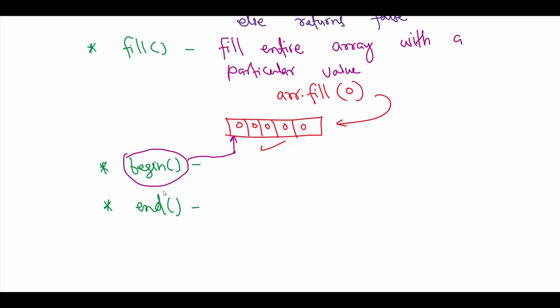And when we get an iterator from the end, it's going to point to an element next to the last element in the array. So end is not going to point to this element, but it will point somewhere here. Clear?